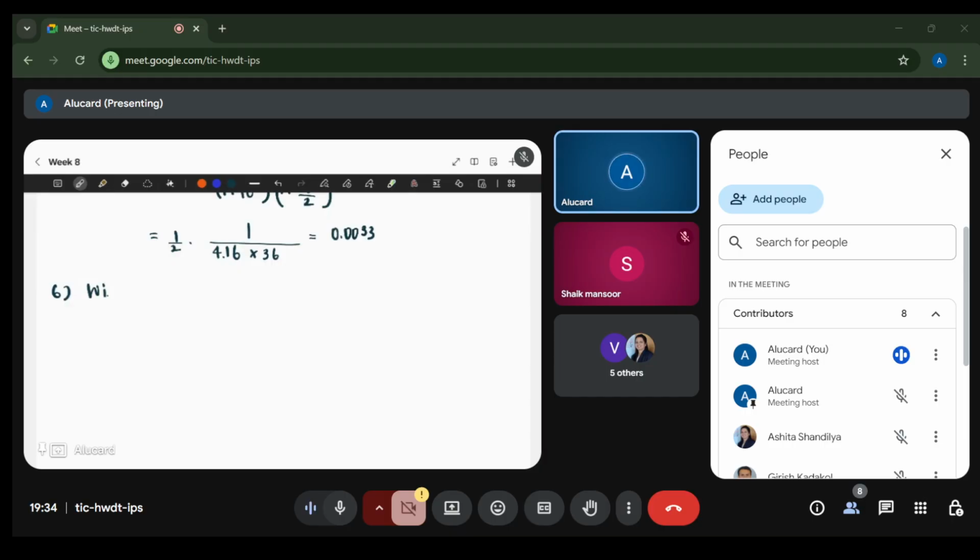Question 6 is, will there be any difference in average SNRs with conditions given in question 3 and question 5?